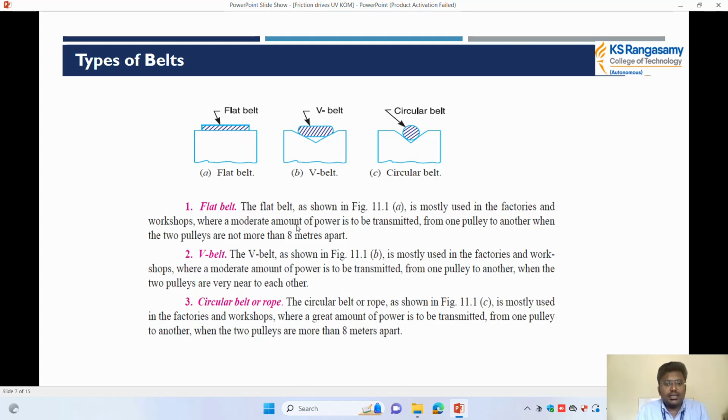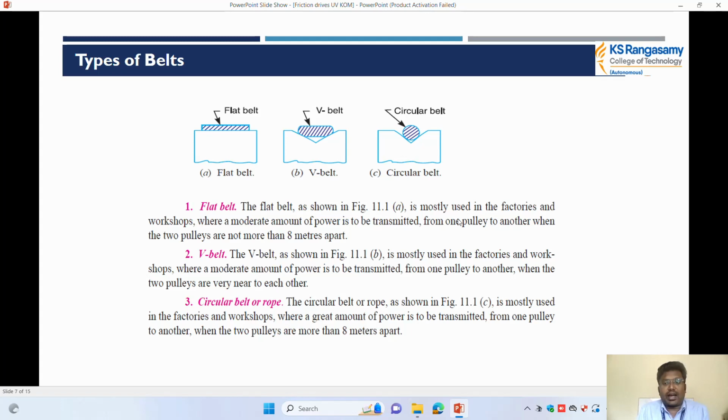The flat belt is mostly used in factories and workshops where a moderate amount of power is to be transmitted from one pulley to another when the two pulleys are not more than 8 meters apart. So that is where we use the flat belt. And the next one is the V belt. Majorly we use the V belt in all areas.